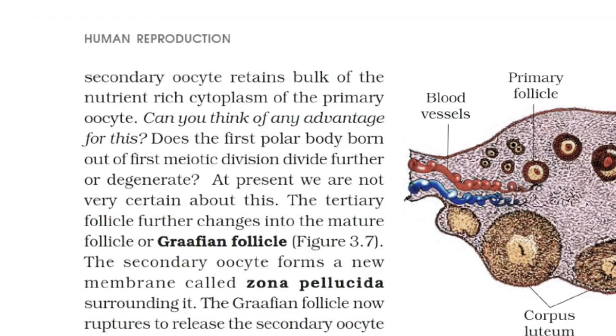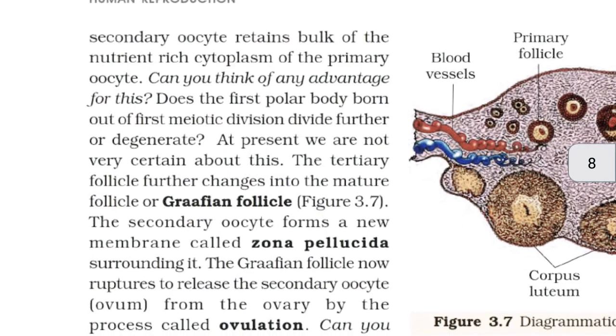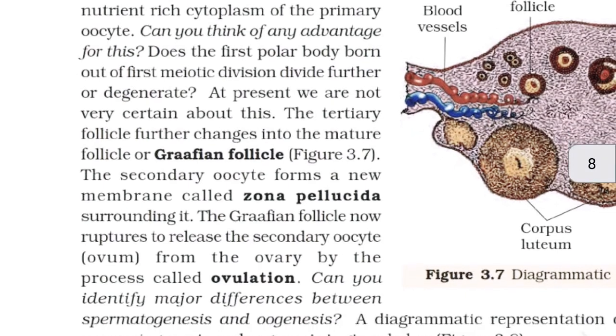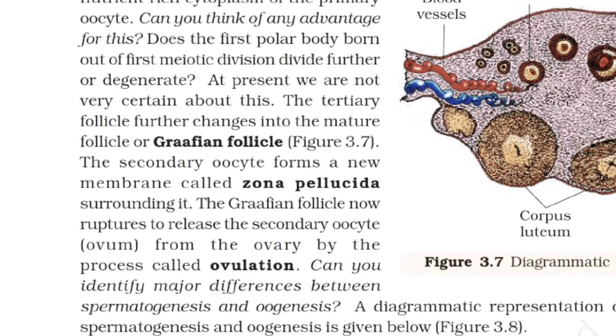Can you think of any advantage for this? Does the first polar body born out of the first meiotic division divide further or degenerate? At present, we are not very certain about this. The tertiary follicle further changes into the mature follicle or Graafian follicle. The secondary oocyte forms a new membrane called zona pellucida surrounding it. The Graafian follicle now ruptures to release the secondary oocyte, that is ovum.